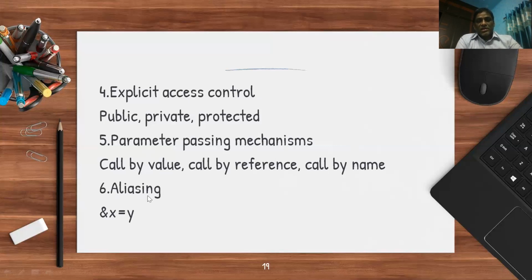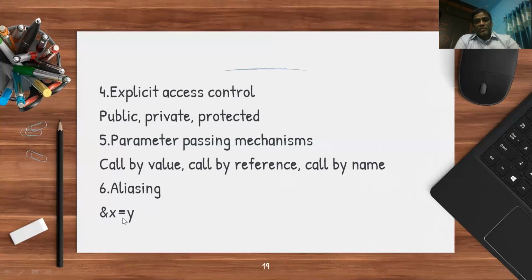And the last topic is aliasing. Aliasing is nothing but creating more than one name for the same memory location. Suppose y is an existing memory location, and now I want to write ampersand x is equal to y. That means use the same memory location for both x and y.